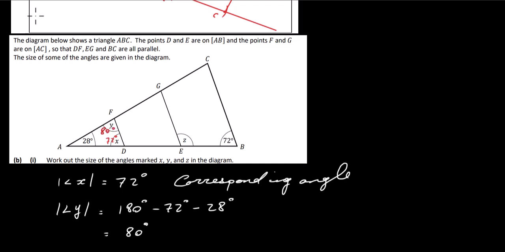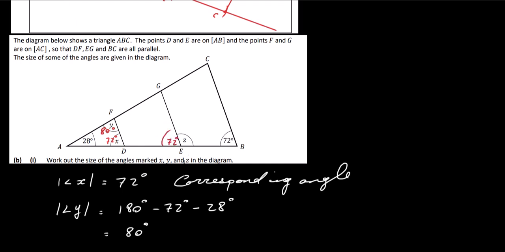Now we've just got to work out Z. Well, if you look at Z here, this angle Z is going to be the same as this angle here. So let's say that's a straight line there, a straight angle. So if we subtract 72 from 180 degrees, that'll give us this angle here, which is corresponding to this angle here. So in other words, this angle here, if you like, is 72 degrees.